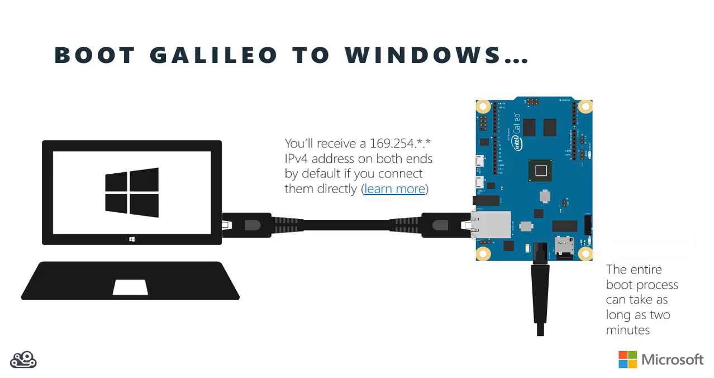And from an IP address perspective, both the Galileo and your host PC will receive what's called an APIPA, Automatic Private IP Addressing address. And each one of them will have a 169.254.something.something sort of random address that you can use to communicate between the two pieces.